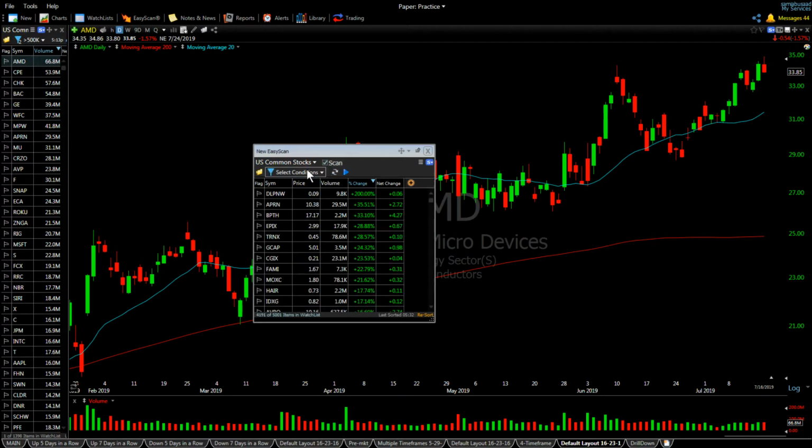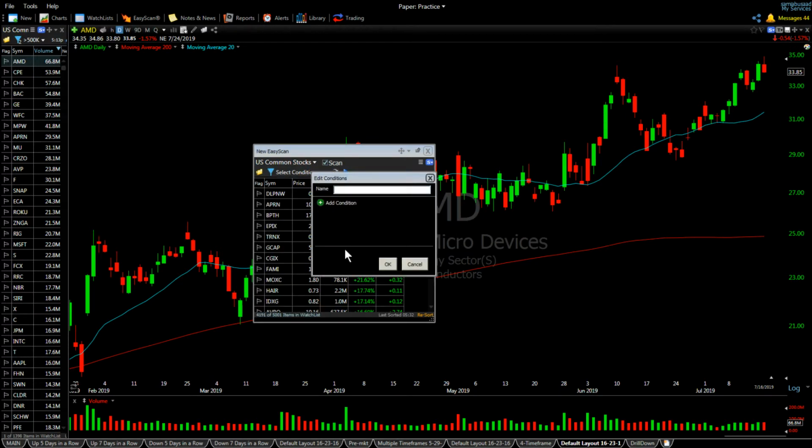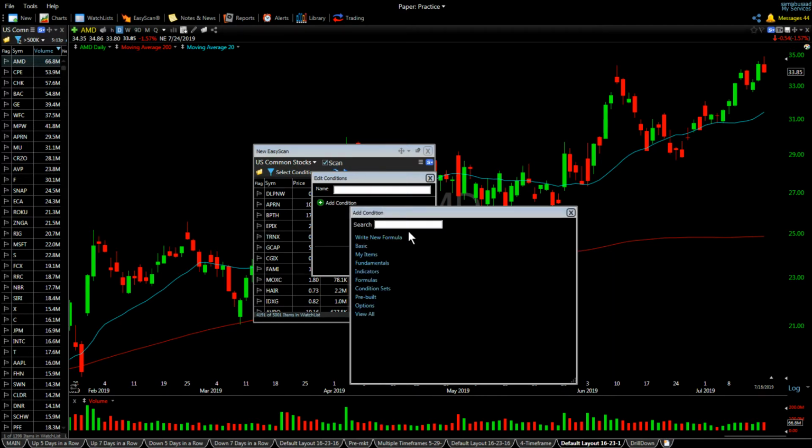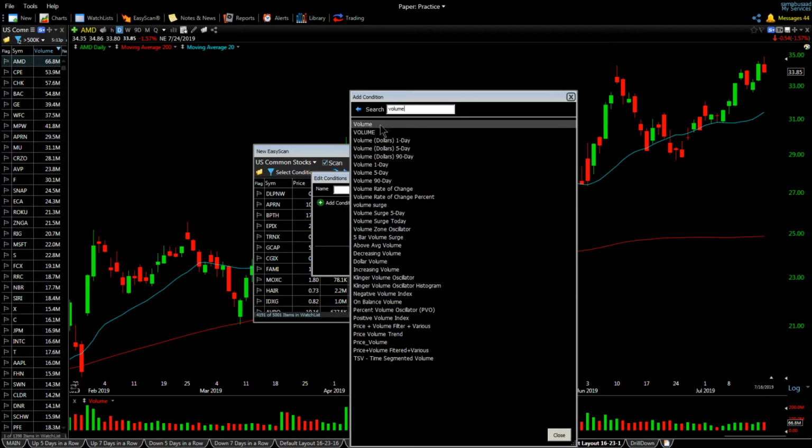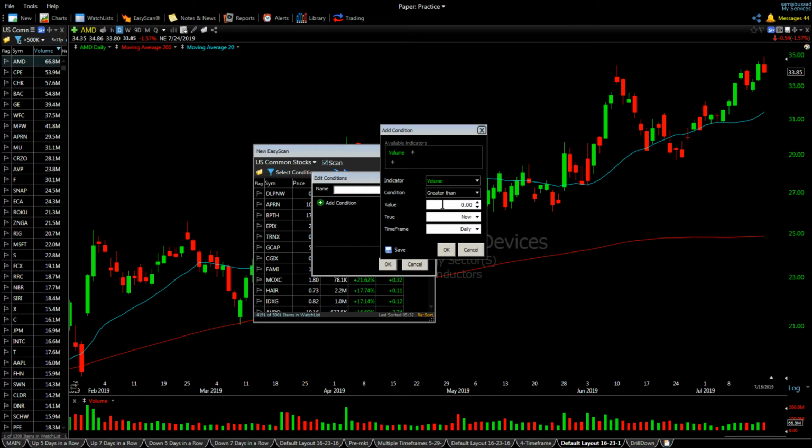Click on scan and select the conditions. The conditions are very simple for me, just volume and price. I go to volume, and then I want volume to be whatever you want. For me, 500,000 shares is enough per day on average.